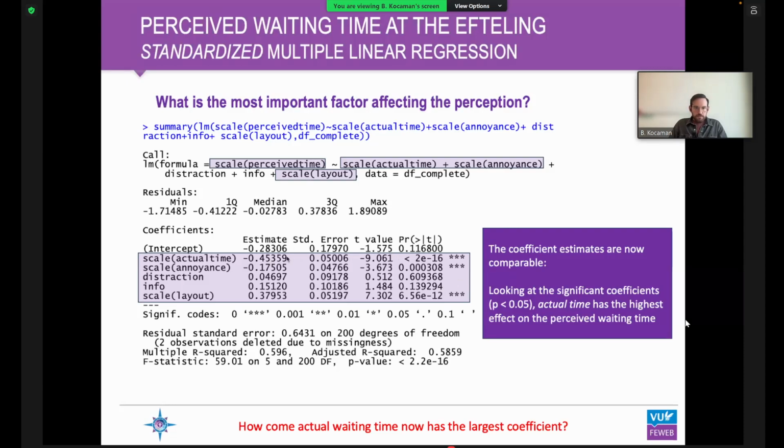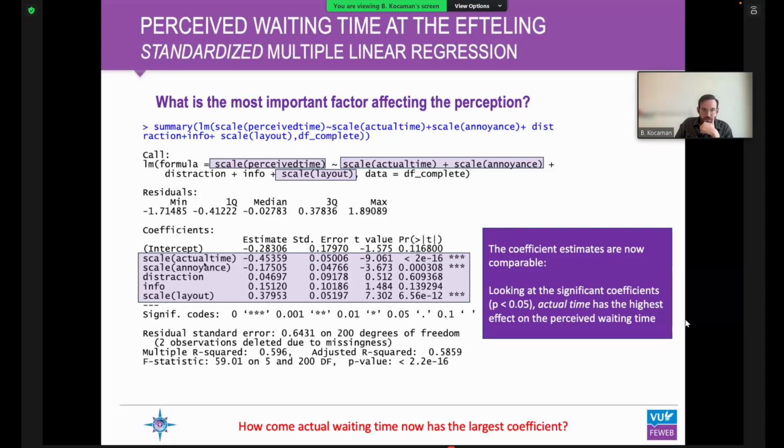Why does actual time have the biggest effect, because of the p-value? No, we will get to that, I'm just explaining this. So for the p-value, you simply focus on the coefficient estimates with significant p-values, so less than 0.05. Then you look at the absolute value of the estimates.